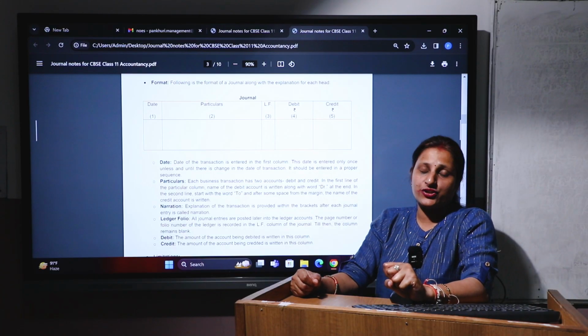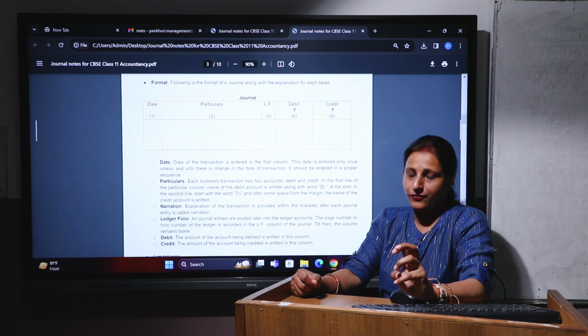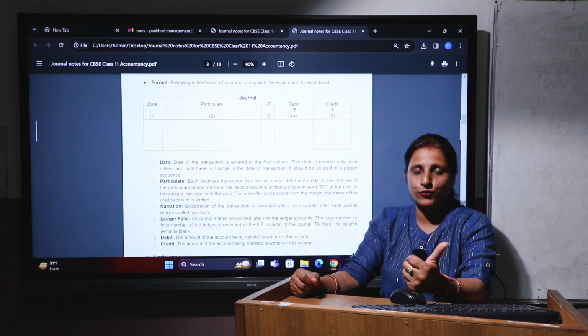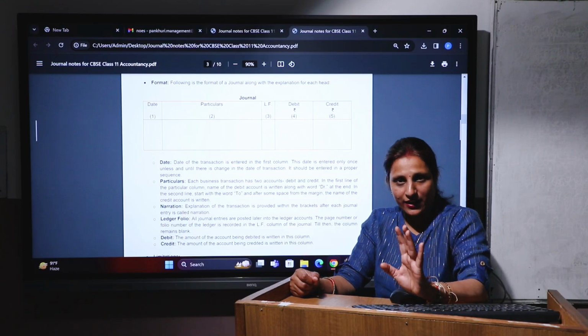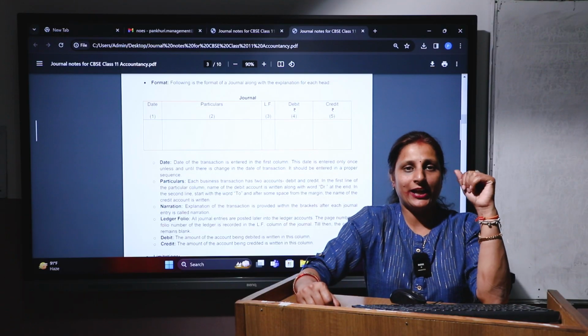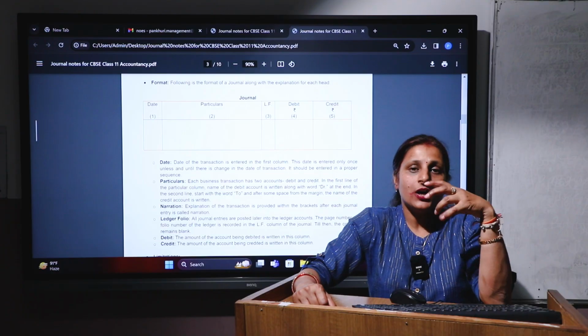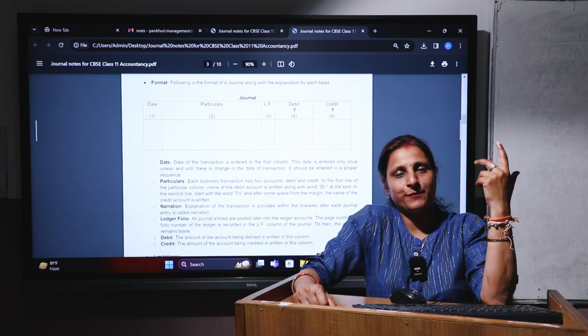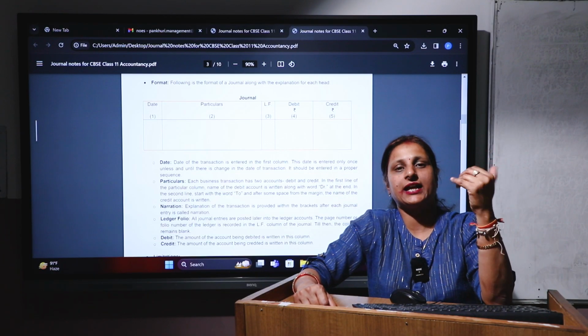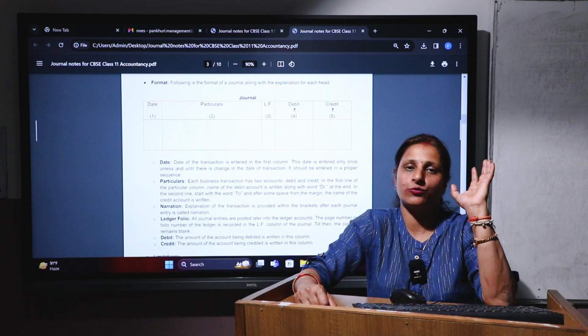In every transaction there will be 2 or 3 accounts. Every debit will be equal to the credit, as I have told earlier also. All the entries that we record in the journal should have equal debit and credit. In journal entries there can be 2, 3, or 4 accounts, but there will be a debit account and there will be a credit account also.